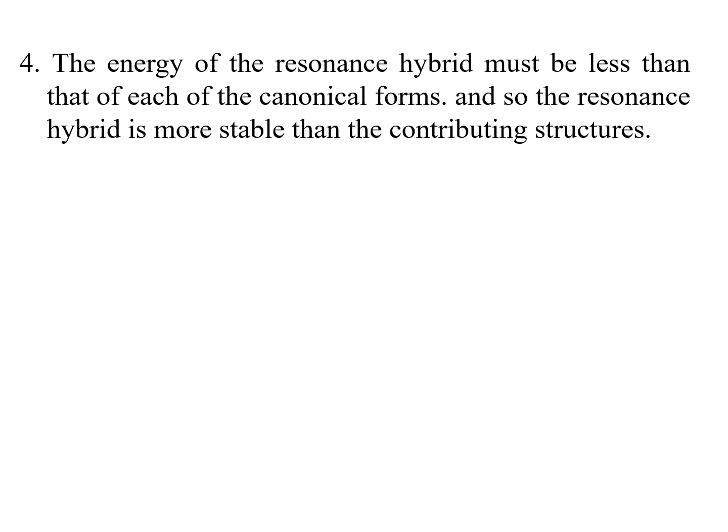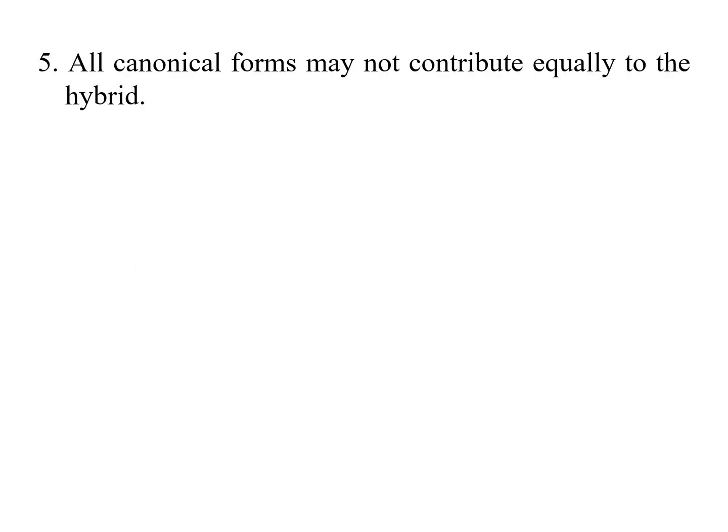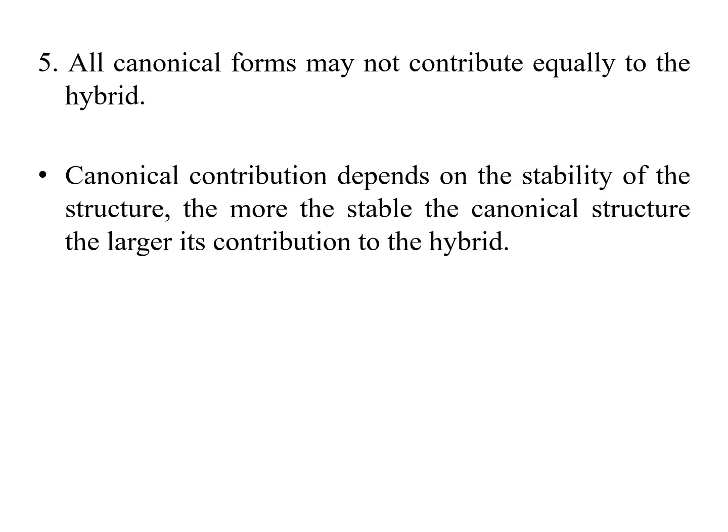Then the energy of the resonance hybrid must be less than each of the canonical forms. So the resonance hybrid is more stable. Not all canonical forms contribute equally to the hybrid, meaning that the canonical contribution depends on the stability of the structure. The more stable a canonical form is, the larger its contribution to the hybrid. You contribute according to your capacity. So that's what happens in canonical contribution.